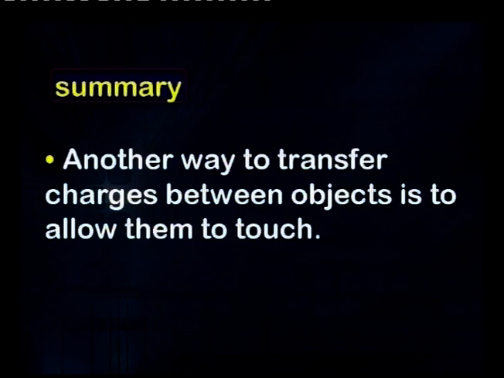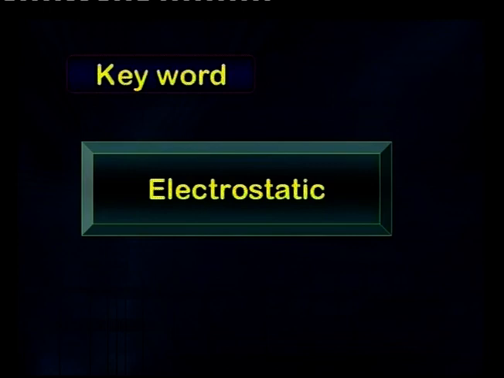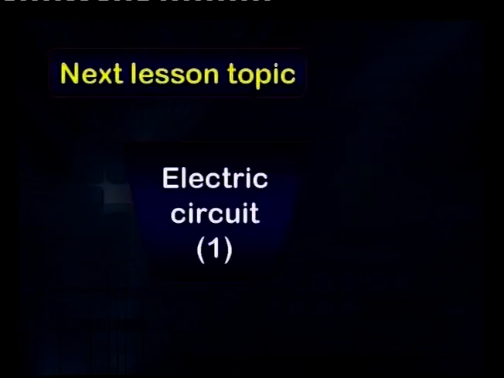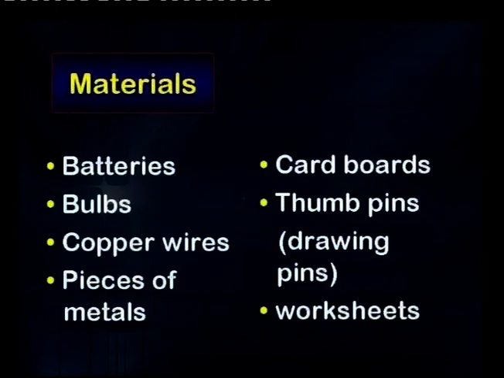Our keyword for today's lesson is electrostatic. Our next lesson, we will be looking at electric circuit, lesson number 1. And the materials that we will have to prepare: batteries, bulbs, copper wires, pieces of metal, cardboards, thumb pins or drawing pins, and we'll also provide worksheets for those. So those are some of the things that we will bring.